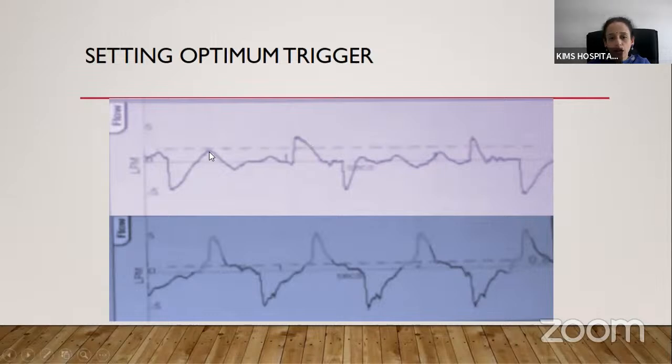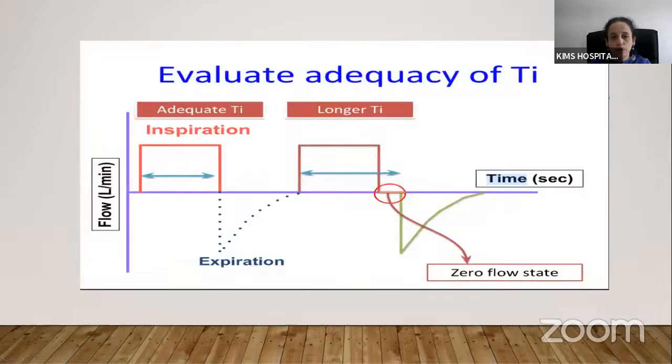This is because we have kept the trigger sensitivity very high, and it is not able to detect these breaths of the baby. In the lower panel, once we have lowered the trigger sensitivity, it seems more synchronized now. All the breaths of the baby are getting translated into inflations. So to set the optimum trigger, the flow scalar is very useful.